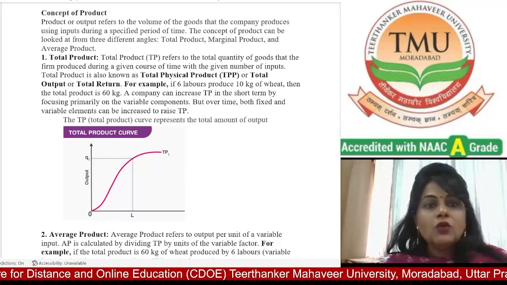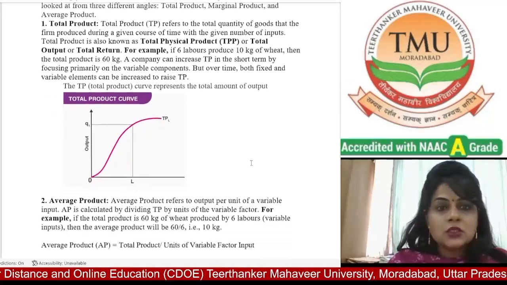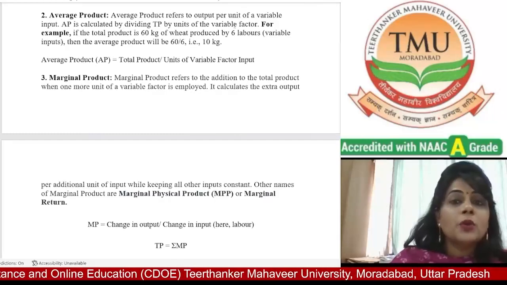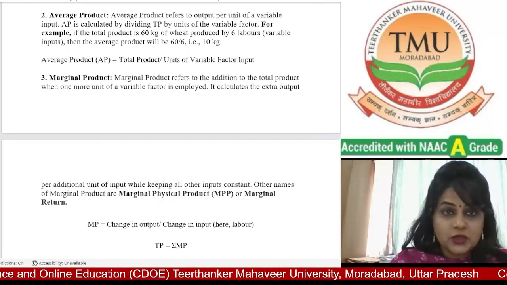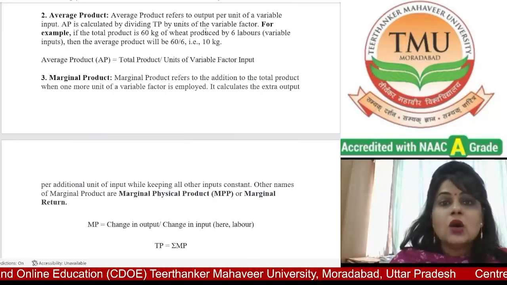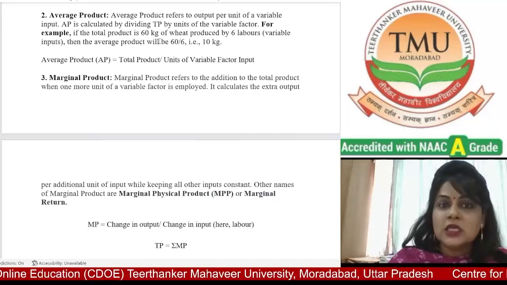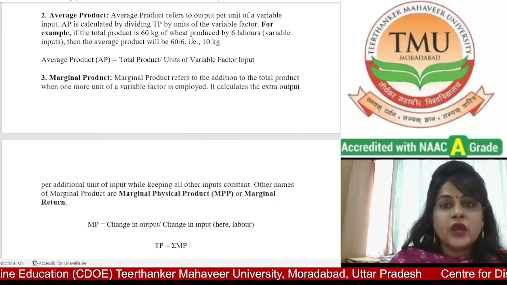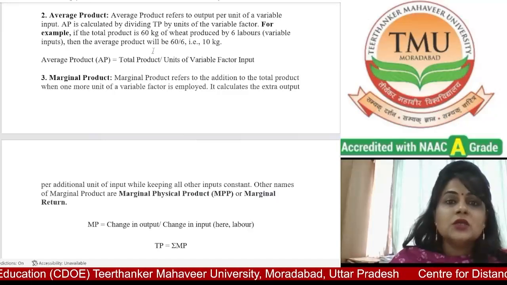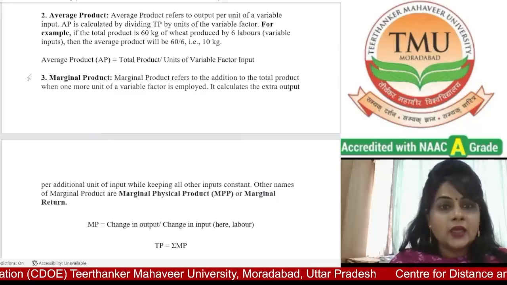Now we discuss the average product. Average product refers to output per unit of a variable input. AP is calculated by dividing TP by units of the variable factor. For example, if the total product is 60 kg of wheat produced by 6 laborers, the variable input, then the average product will be 60 divided by 6, which is equal to 10.